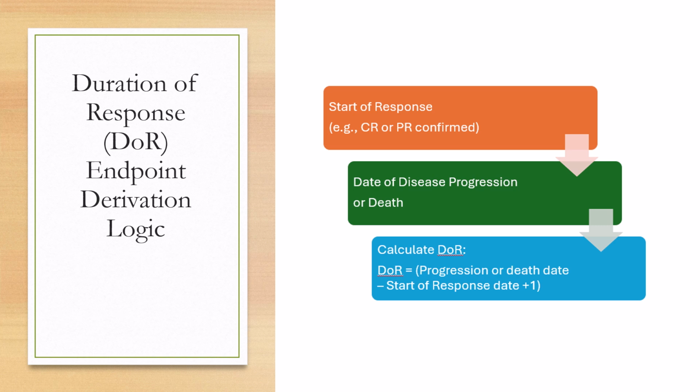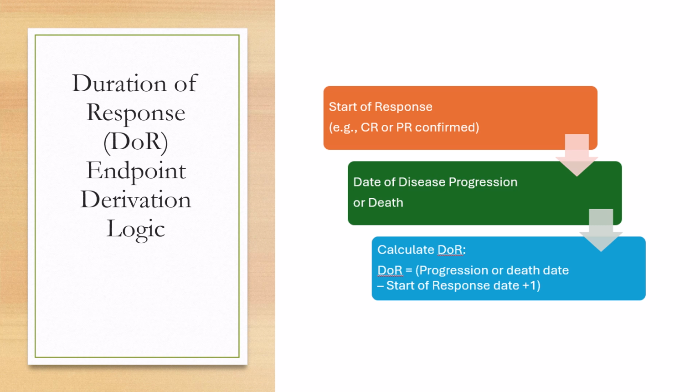If a patient dies without having disease progression, death is used as the event to define the end of DOR. Now comes the time of calculating duration of response. Duration of response is the difference between the start date, that is the date of first PR or CR, and the end date, that is the date of progression or death. If a patient has not experienced progression or death by the end of study, their DOR is censored at the last known follow-up date, that is the date of last response assessment.